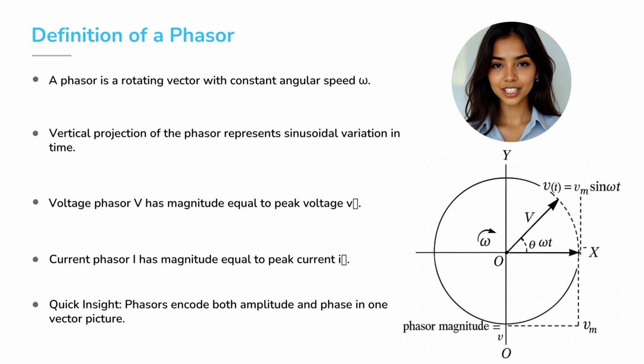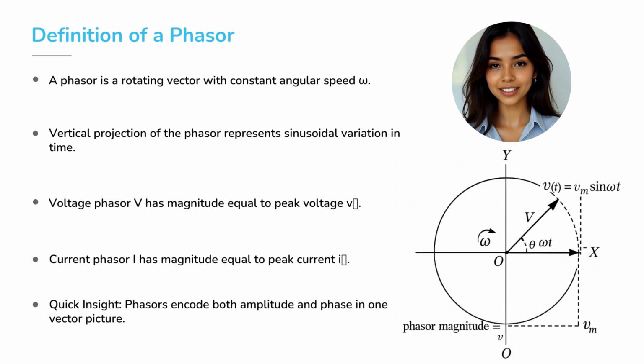Now here's the magic. If you look at its vertical projection as it rotates, it traces out a sinusoidal variation with time, just like an AC waveform. For example, the voltage phasor has a length equal to the peak voltage, Vm. Similarly, the current phasor has a length equal to the peak current, Im. Both of these vectors, while rotating, carry two pieces of information at once: their amplitude and their phase.